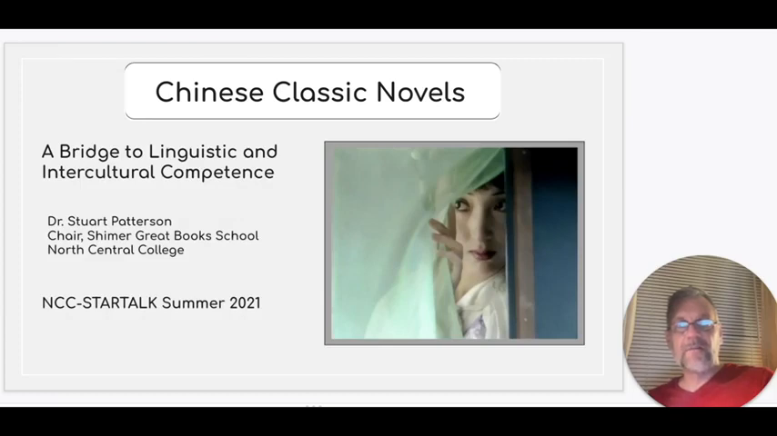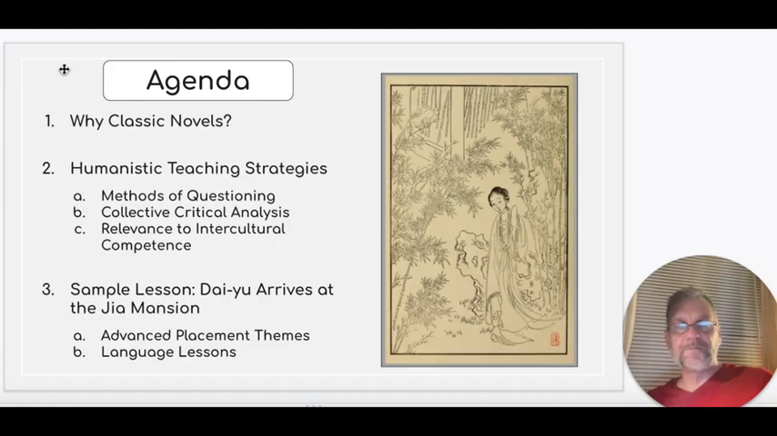Specifically, I'll be offering a model lesson on the person you see there peeking through the gauze blinds of her litter. She is, of course, Dai-yu, arriving at the home of the Jia in the third chapter of The Dream of the Red Chamber, in my opinion, the greatest of China's four classic novels. But before I turn to Dai-yu, I will be offering some background on how I put my model lesson together.